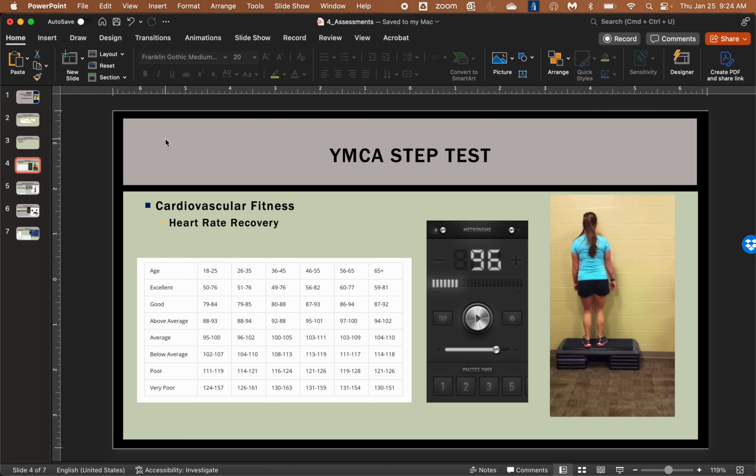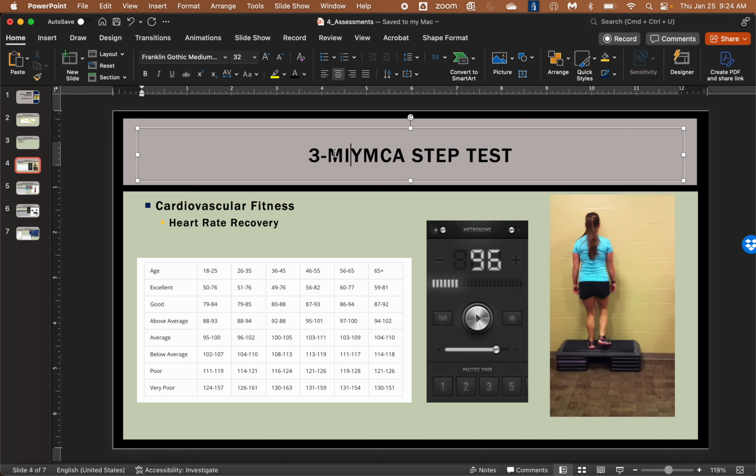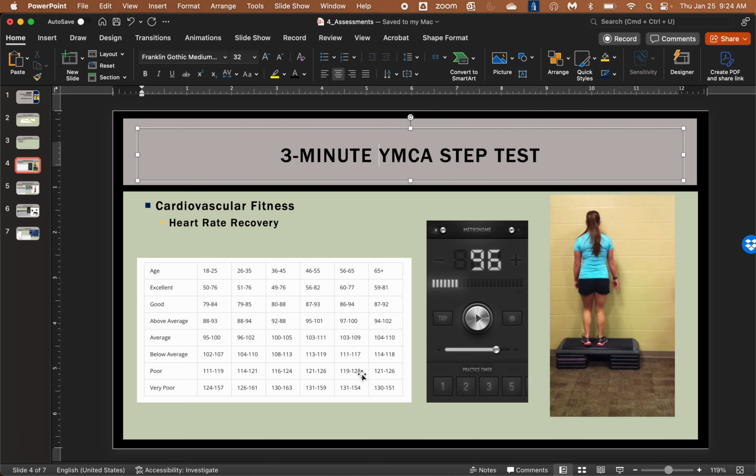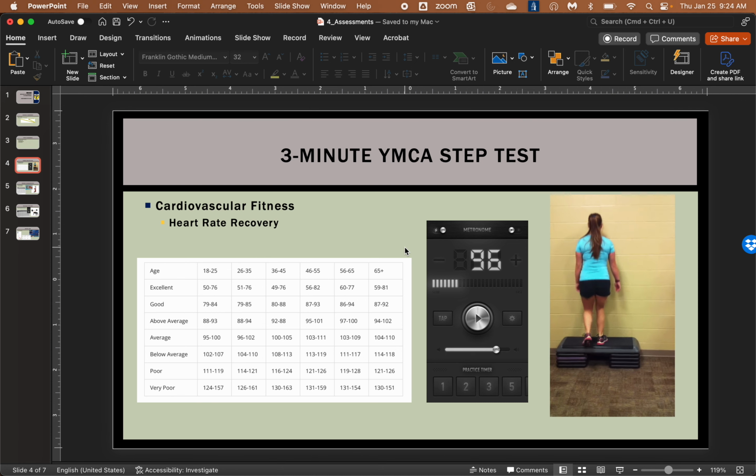So our first assessment that we are going to learn about is the YMCA step test. It's a 3-minute YMCA step test. This test is specific to cardiovascular fitness. It uses heart rate recovery to get us an estimate of someone's cardiovascular fitness.